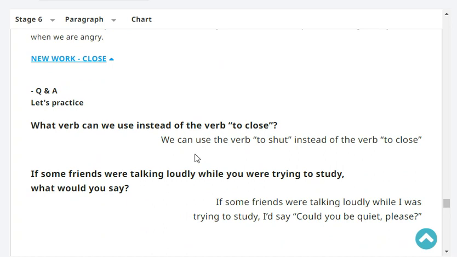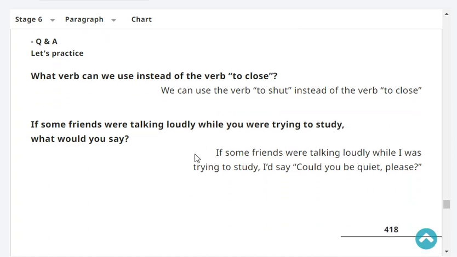Let's practice. What verb can we use instead of the verb to close? We can use the verb to shut instead of the verb to close. Right? If some friends were talking loudly while you were trying to study, what would you say? If some friends were talking loudly while I was trying to study, I'd say, could you be quiet, please?